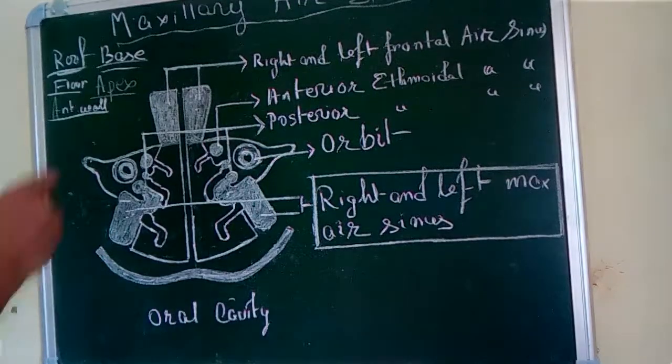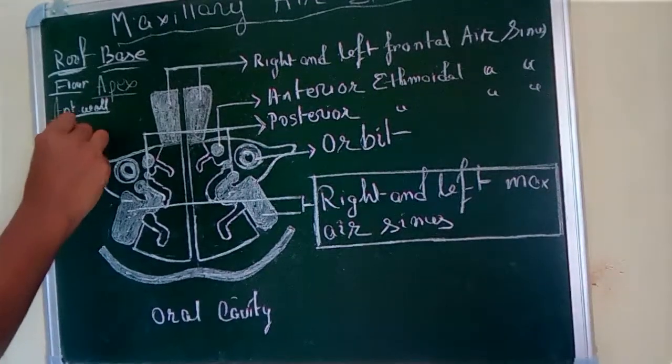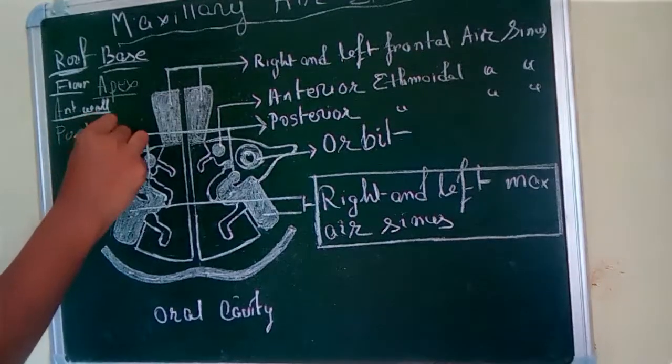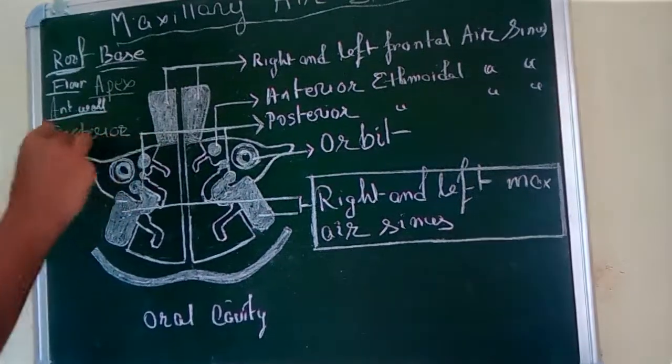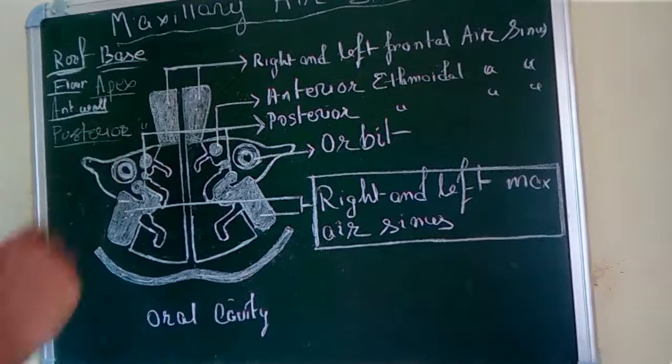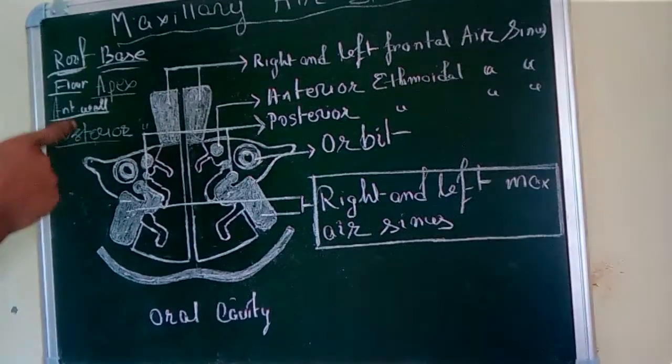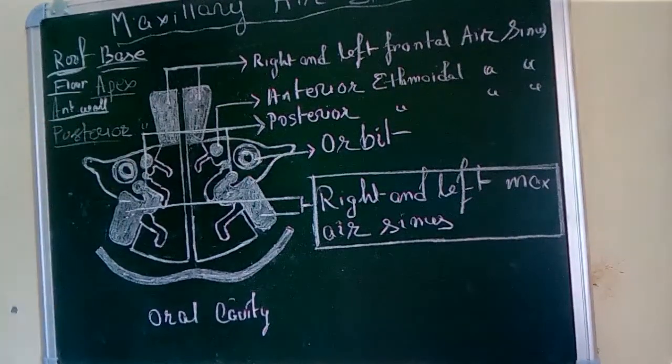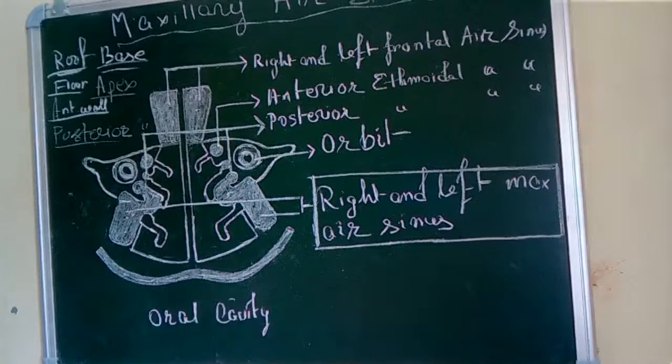Now the posterior wall. The posterior wall forms the anterior boundary of the infratemporal fossa, and it is pierced by the posterior superior alveolar nerve. So this is the posterior surface of the maxillary air sinus.